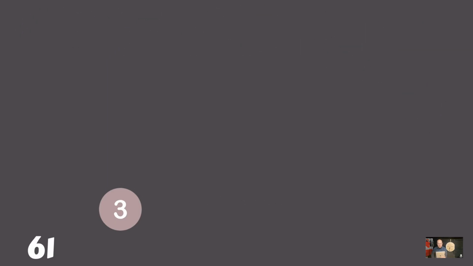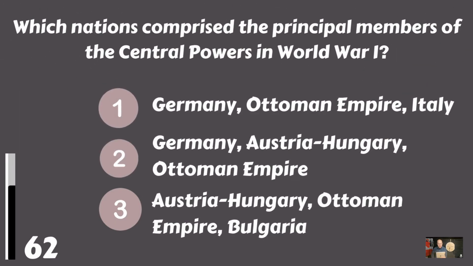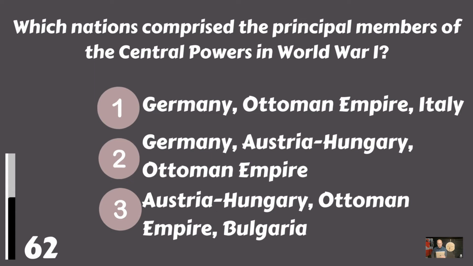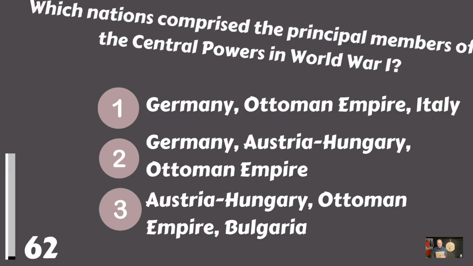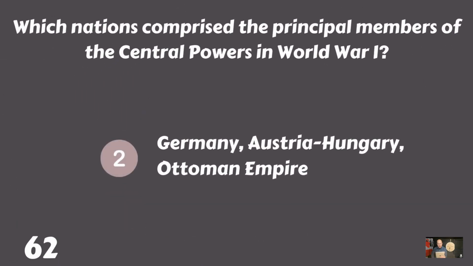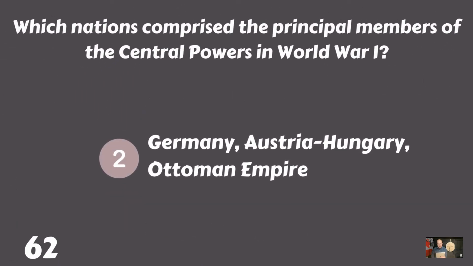Which nation comprised the principal members of the Central Powers in World War I? Germany, the Ottoman Empire and Italy; Germany, Austria-Hungary and the Ottoman Empire; or Austria-Hungary, Ottoman Empire, and Bulgaria? Principal members of the Central Powers were Germany, Austria-Hungary, and the Ottoman Empire.